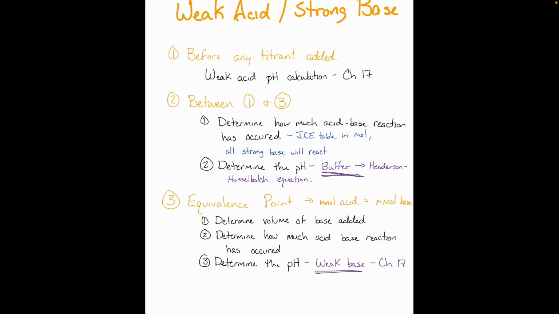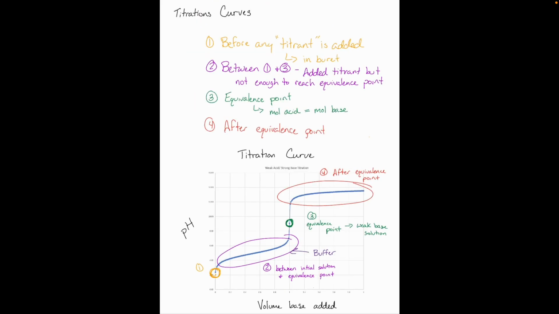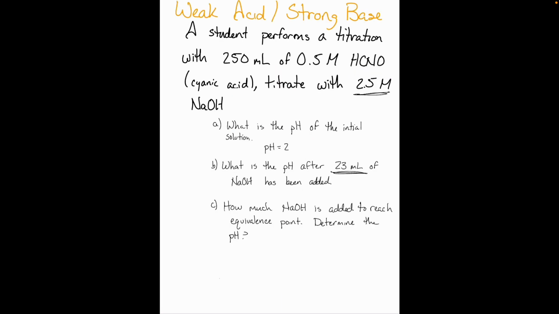All right, so now we have our last region to go over here, which is after the equivalence point. So now I've added not only enough base to react with my weak acid, but now I'm even past that. I've added even more strong base to this mixture. How do I calculate the pH? Okay, so our last problem here. What is the pH after 100 milliliters of our 2.5 molar NaOH is added?